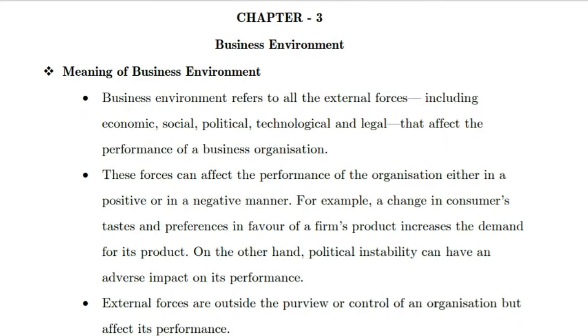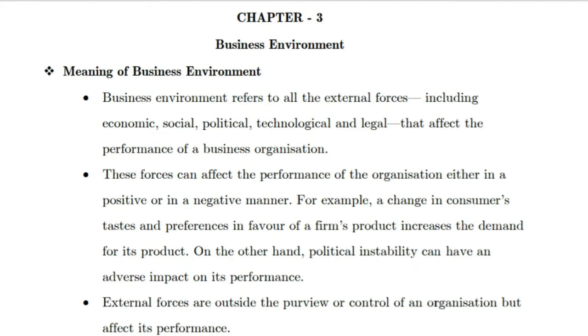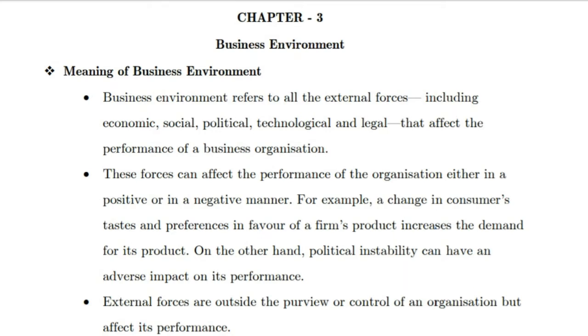Chapter 3: Business Environment. Meaning of business environment. Business environment refers to all the external forces, including economic, social, political, technological and legal, that affect the performance of a business organization. These forces can affect the performance of the organization either in a positive or in a negative manner. For example, a change in consumers' tastes and preferences in favor of a firm's product increases the demand for its product. On the other hand, political instability can have an adverse impact on its performance.